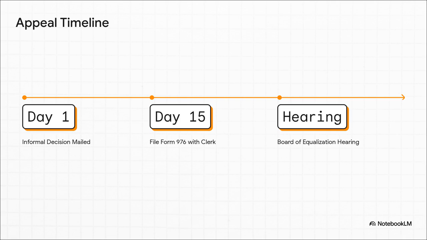If an informal chat with the assessor's office doesn't fix it, you file an OTC Form 976 to start a formal appeal. But heads up, the clock is ticking. You have exactly 15 calendar days from when the assessor mailed their informal decision to file that form with the county clerk. After that, you get a formal hearing with the County Board of Equalization. And fun fact, if you're in a smaller county, under 300,000 people, the law guarantees you at least 3 different dates to show up and make your case.